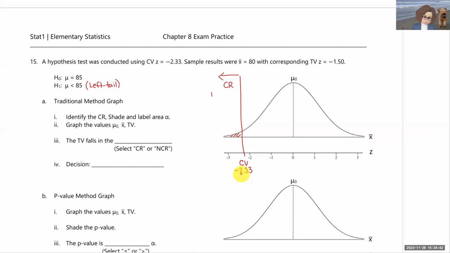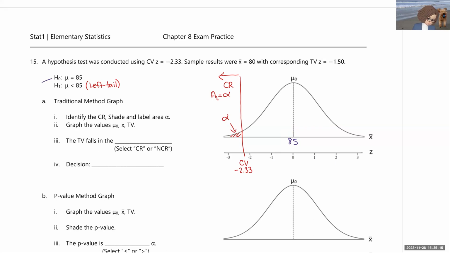And we don't necessarily need this information, but I'm reviewing a little bit. So that area is alpha. And it does say label alpha, so you could also just point to it. So that's our alpha area. All right, and then it says graph the values of mu naught, X bar, and the test value. All right, so our null hypothesis was mu equals 85. So our mu naught is 85.